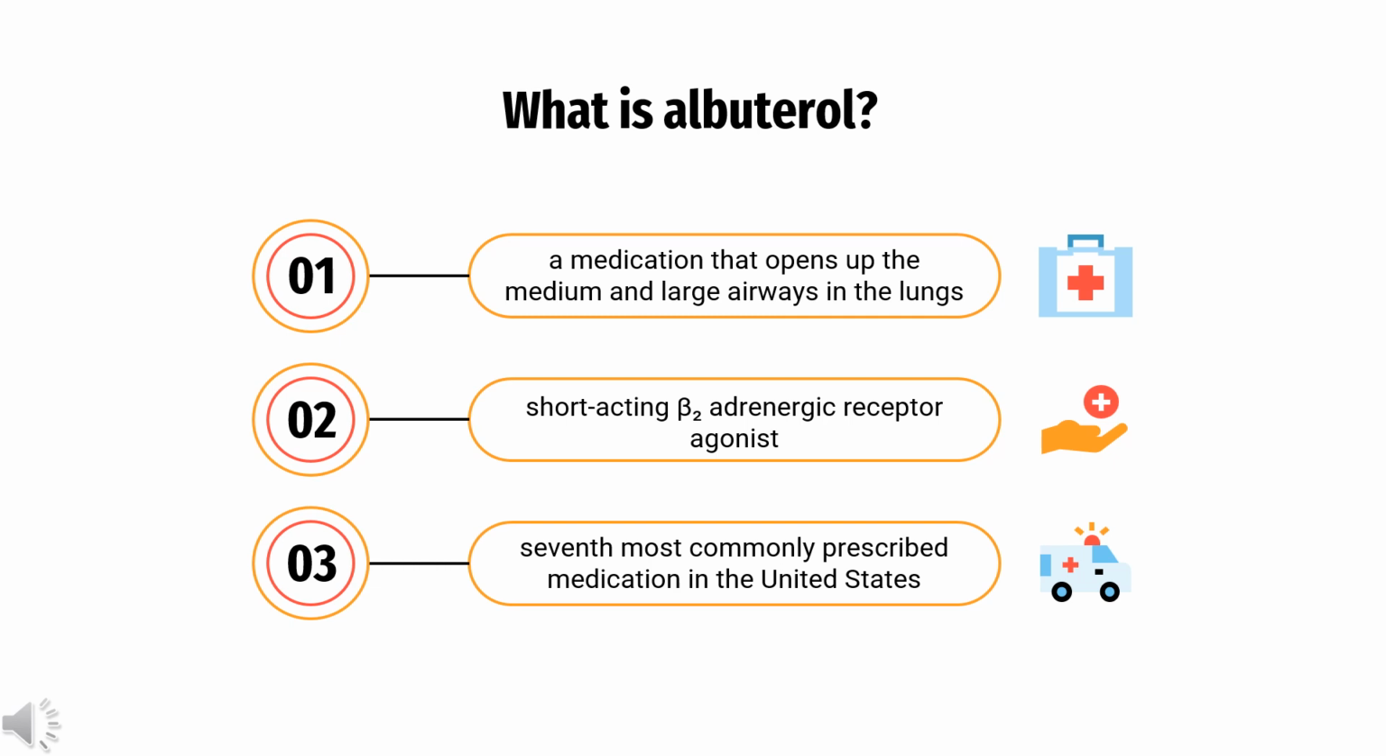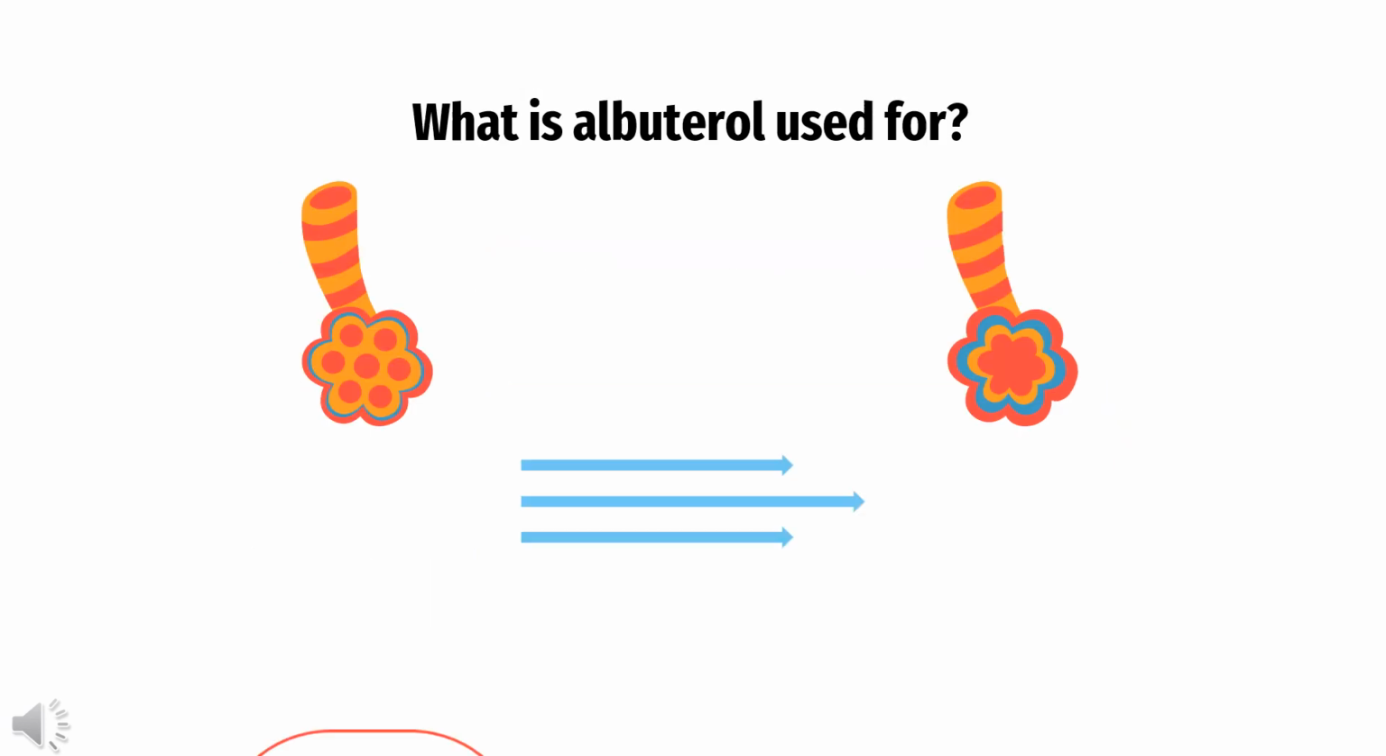Salbutamol was patented in 1966 in Britain and became commercially available in the UK in 1969. It was approved for medical use in the United States in 1982. It is on the World Health Organization's list of essential medicines. In 2020, it was the seventh most commonly prescribed medication in the United States, with more than 61 million prescriptions.